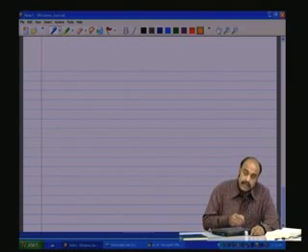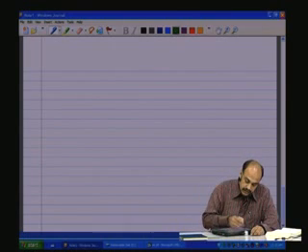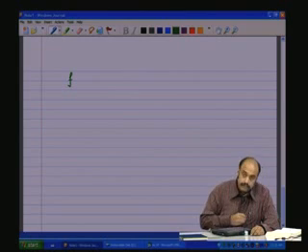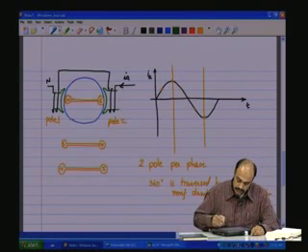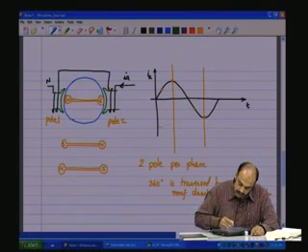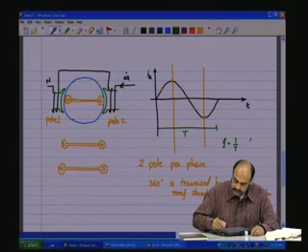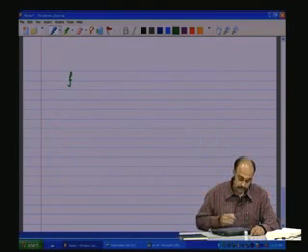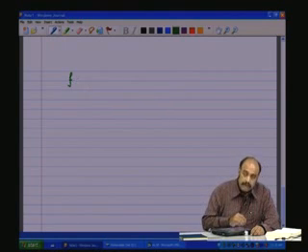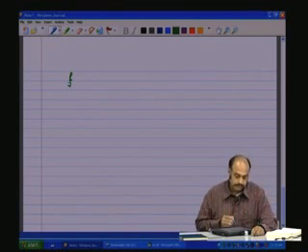So now let us say the current wave has a frequency f. That is, this current wave here has a time period of t and a frequency f is equal to 1 by t. So in our case f is equal to 50 hertz because it's a 50 hertz mains in our country. So f is the frequency of the sine wave.